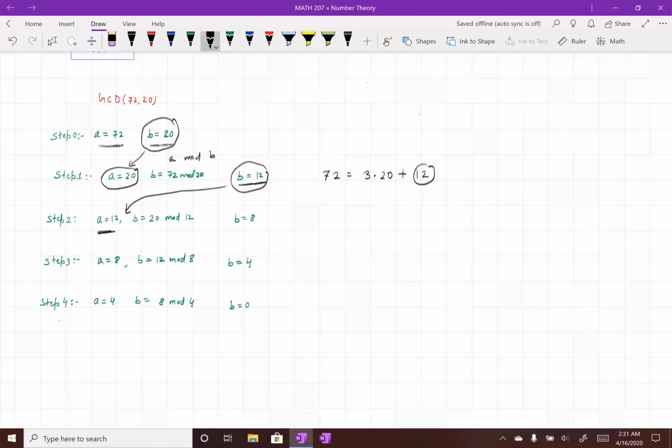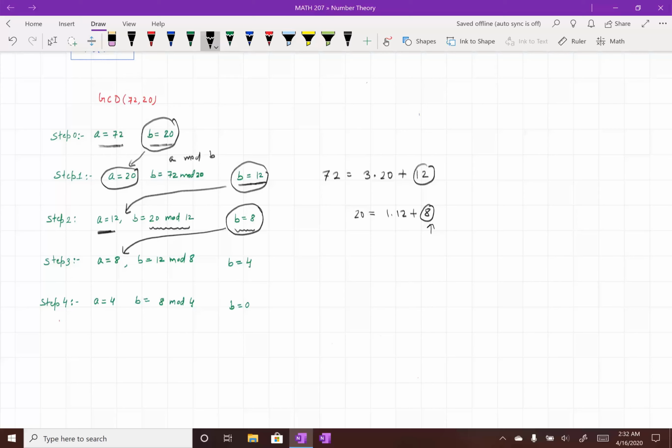The value of b is coming from the remainder from the previous step. So 20 can be written as 1 times 12 plus 8. So 8 is the remainder here, which is your 20 mod 12. So the new value of b from here is going to be equal to 8. And then again you check the value of b is not equal to 0. So you move to the next step.